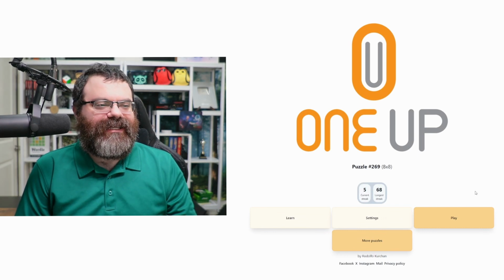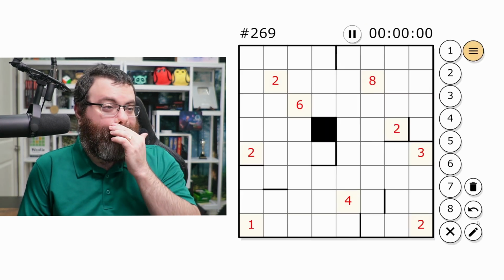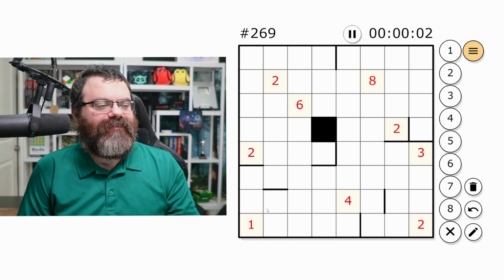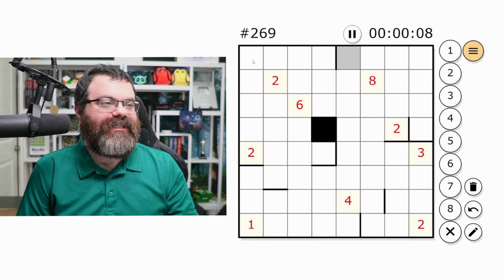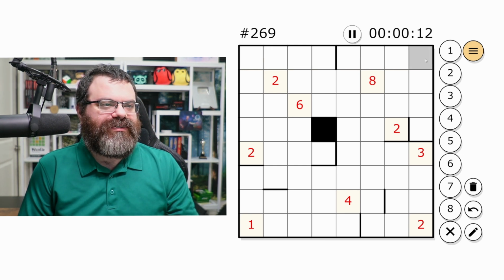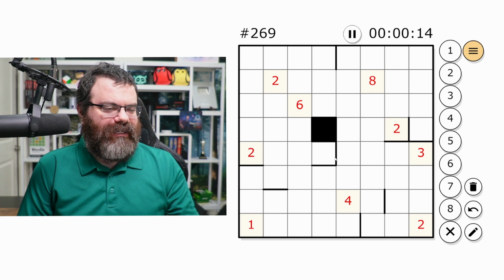Puzzle 269. Nice. This is an 8x8. So each row and column has been split by these bold borders into segments. A segment of length n has the digits 1 through n, once each. So we need 1 through 4 once each here, and 1 through 4 once each here. Also works vertically, 1 through 4, 1 through 4.